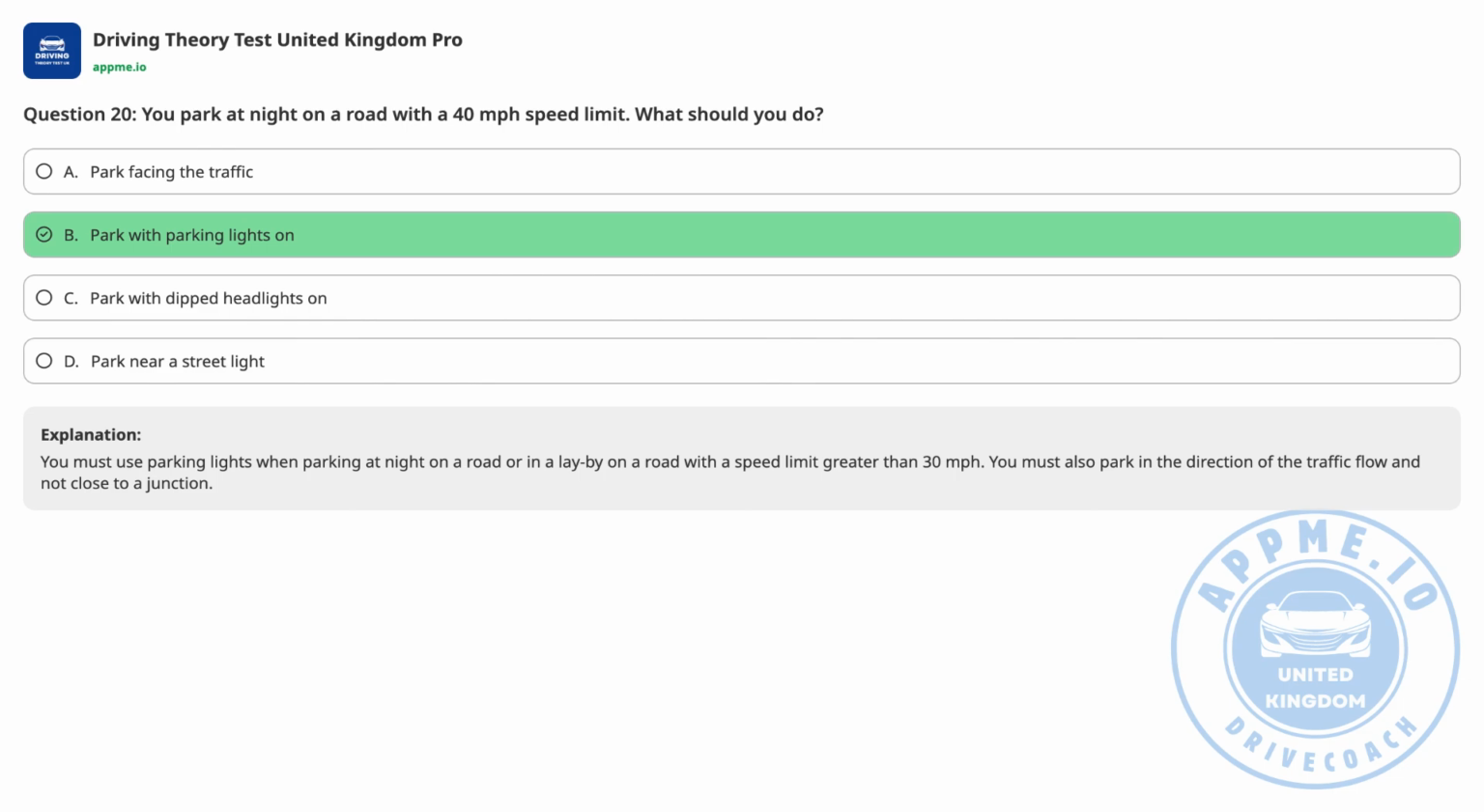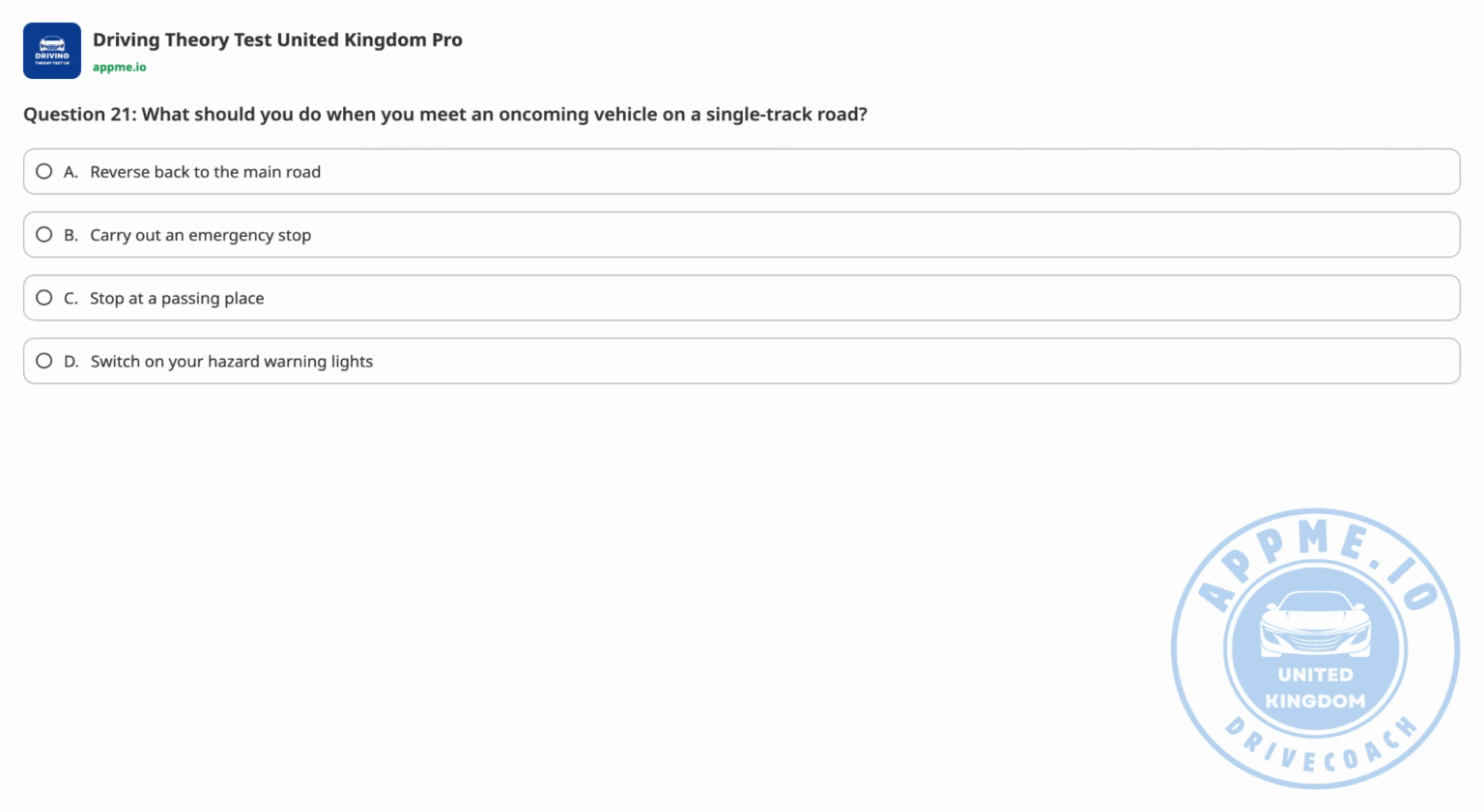The correct answer is B. Question 21. What should you do when you meet an oncoming vehicle on a single-track road? A. Reverse back to the main road. B. Carry out an emergency stop. C. Stop at a passing place. D. Switch on your hazard warning lights.